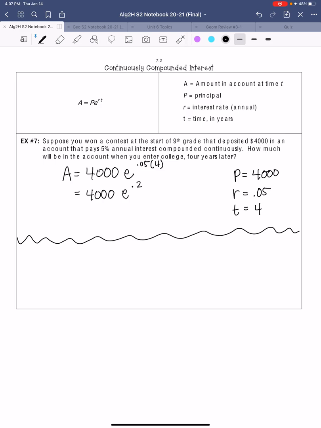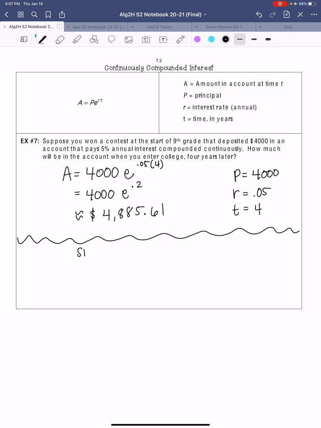Again, we're going to use a calculator because these are some crazy numbers. We're going to round to 2 decimal places because we're talking about money. So this will give me approximately $4,885.61. Okay, so which one's going to be better for us, this continuously compounded or if it had simple interest?